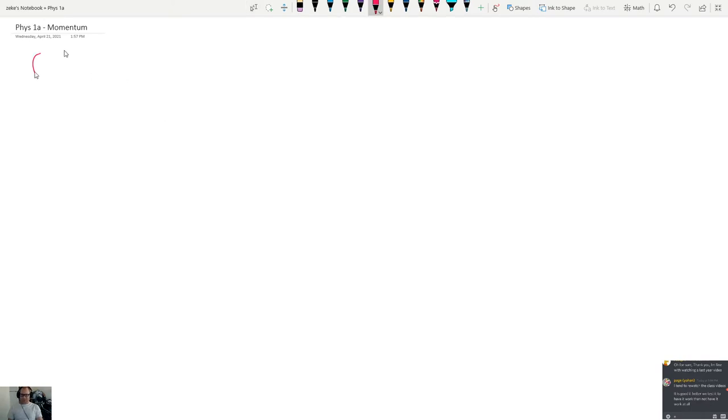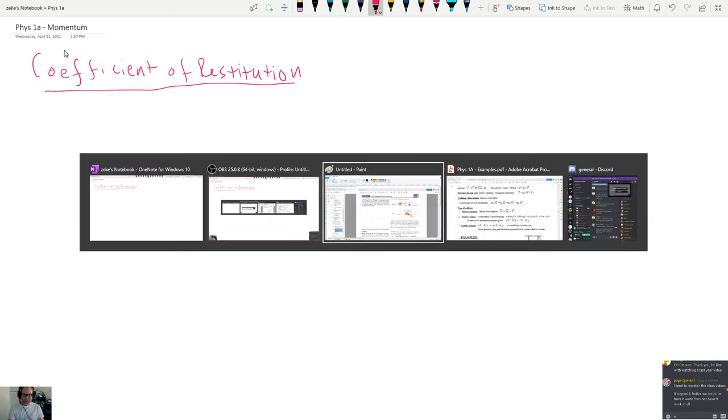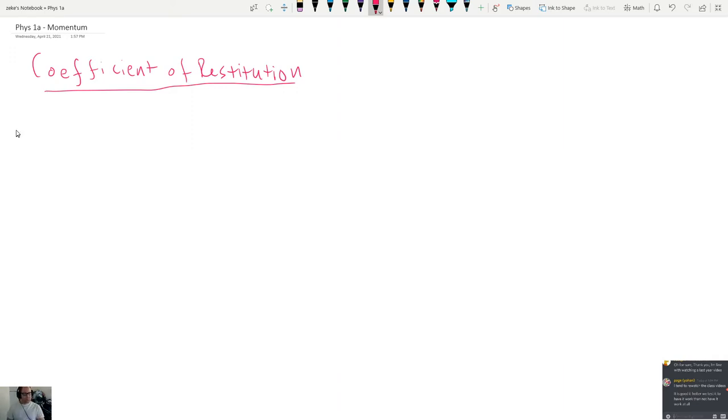Okay, so first topic is what's called coefficient of restitution. Just consider the following setup. Let's say you're bouncing some objects off of the ground. So I have a flat surface right here, and let's just say it's concrete. So you're bouncing balls off of concrete. And let's say you take a few different types of things. Say you take a basketball, and you drop the basketball.